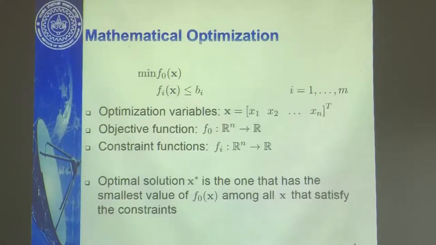On the other hand, for convex problems that is not the case. For most software, the complexity is approximately n cubed or m cubed.